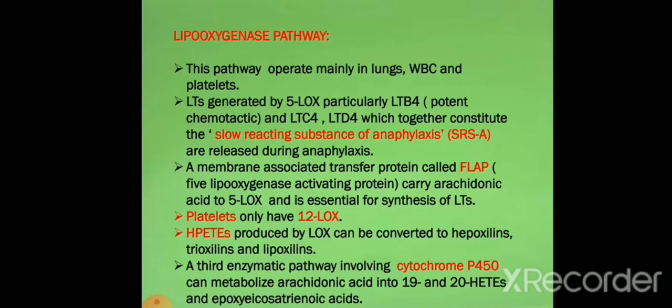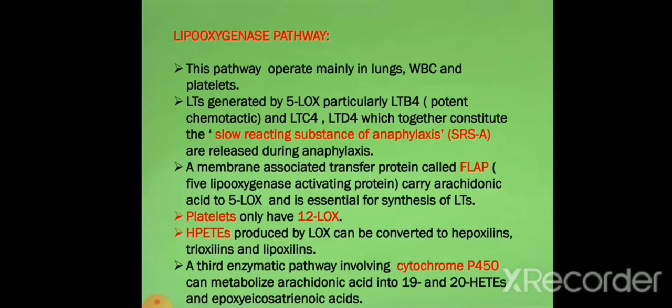The platelets have only the 12-LOX enzyme. I've already told you that the LOX pathway is not only involved in the synthesis of leukotrienes. So the HPETEs produced by LOX can be converted into hepoxilins, trioxilins and lipoxins. HPETEs are actually arachidonic acid hydroperoxides, and hepoxilins are a set of epoxy alcohol metabolites of polyunsaturated fatty acid. That is, they possess both an epoxide and an alcohol residue.